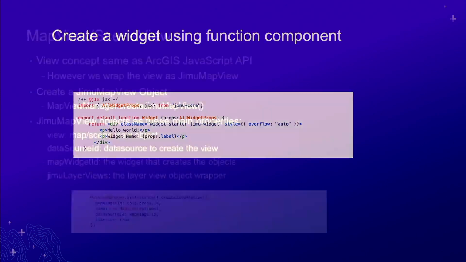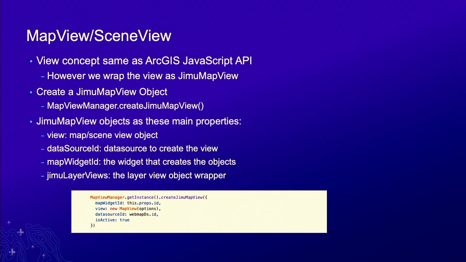Okay. In most experiences, a widget will need to work with a map view or a scene view and also access layers. To ensure we have a consistent extensibility model, we've wrapped everything as a JimuMapView to make it easy to use JavaScript functionality across it. And to create a map view, you basically use the JimuMapView object, such as mapViewManager.createJimuMapView and then pass in your properties there, such as the view, which contains the view object, the data source, which is the data source to create the view, the map widget ID, that creates the widget option, and if you're going to work with any layers of that.